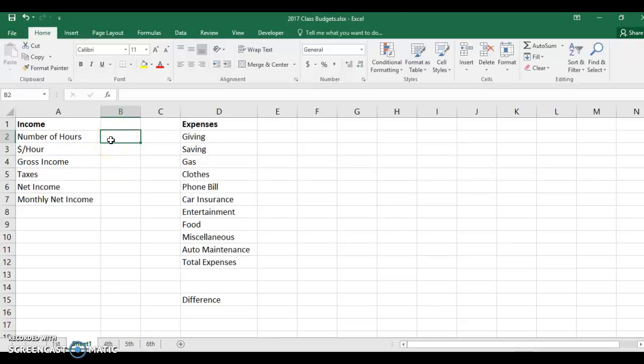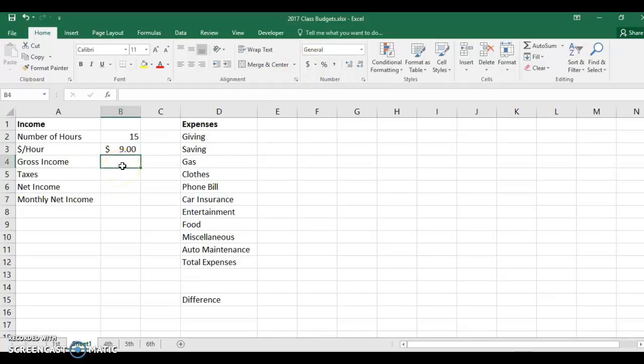So we're going to create this budget. Polling the class, it's pretty typical that a part-time high school job is about 15 hours per week. Generally, it's a minimum wage, which is $8.90. So we're going to do a little bit better than that. We're going to give you $9 per hour. I'm going to format that for currency.